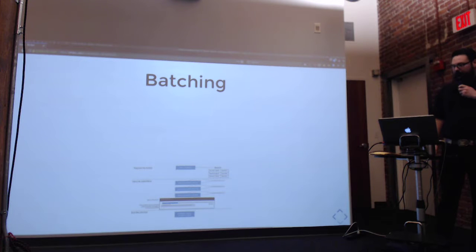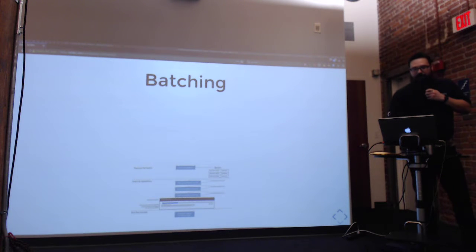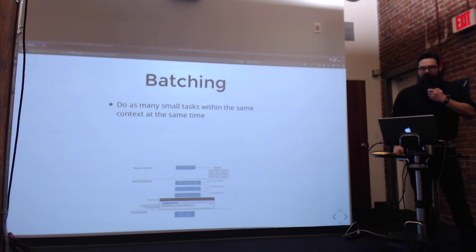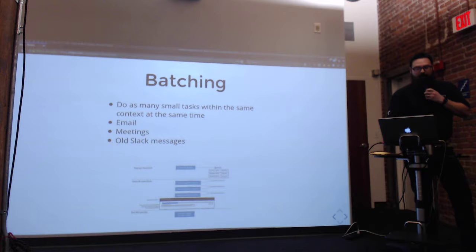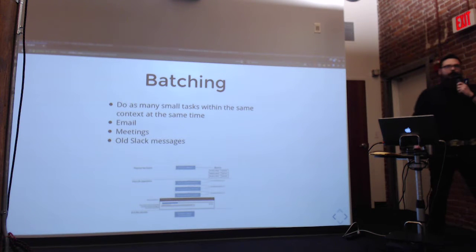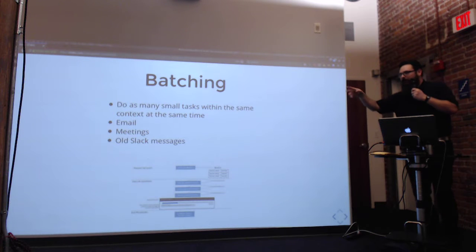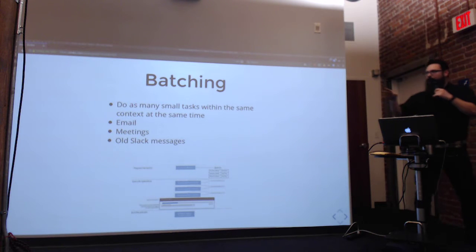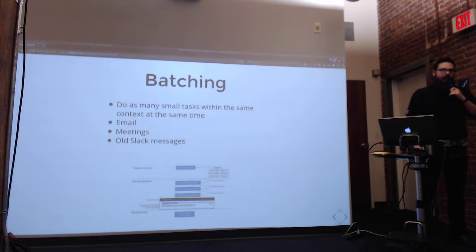Like batching. This is doing as many small tasks within the same context at the same time. So you've got email, meetings, old Slack messages. All of these you can just blast through at one time of the day instead of doing what I did at one point, which was work, oh, I've got an email, I'm going to respond to that. Okay, work, got another email. It's inefficient. Just batch it.